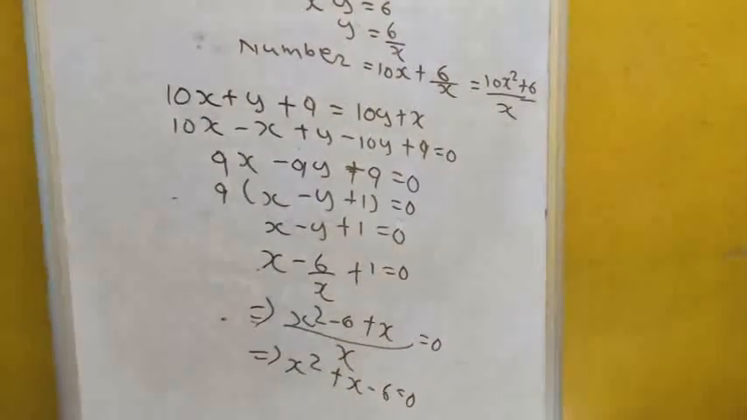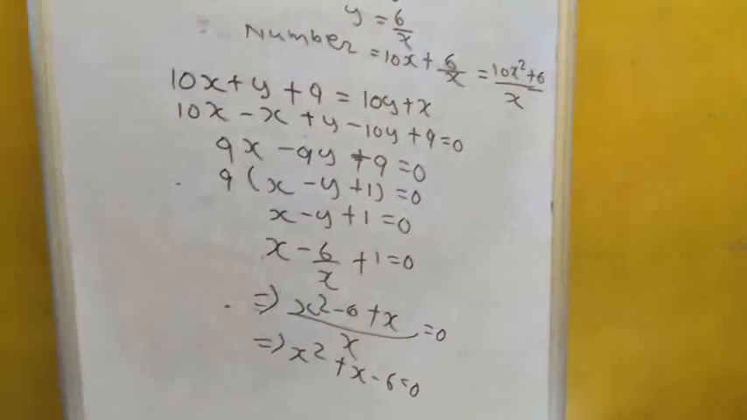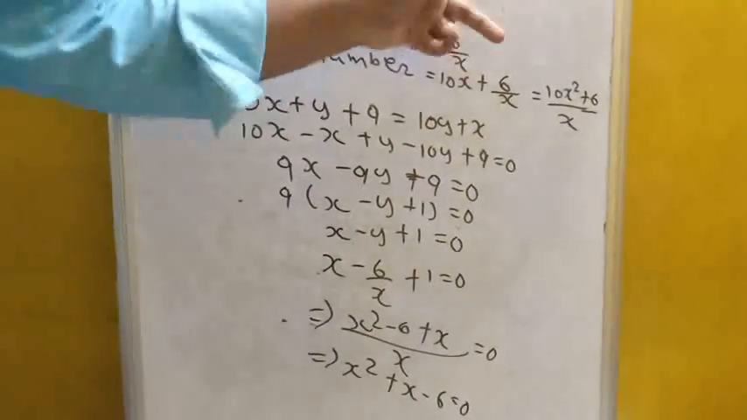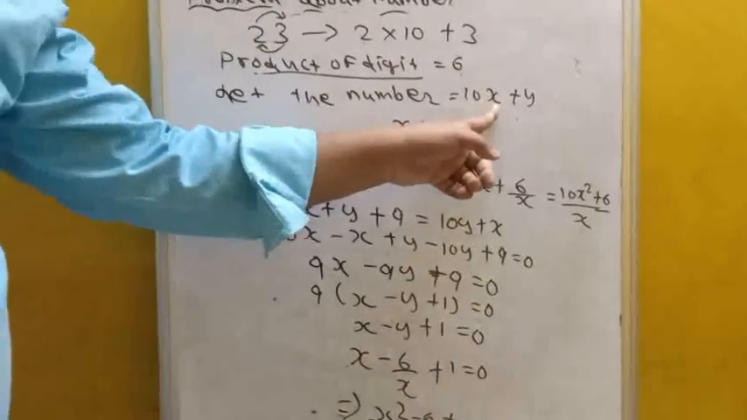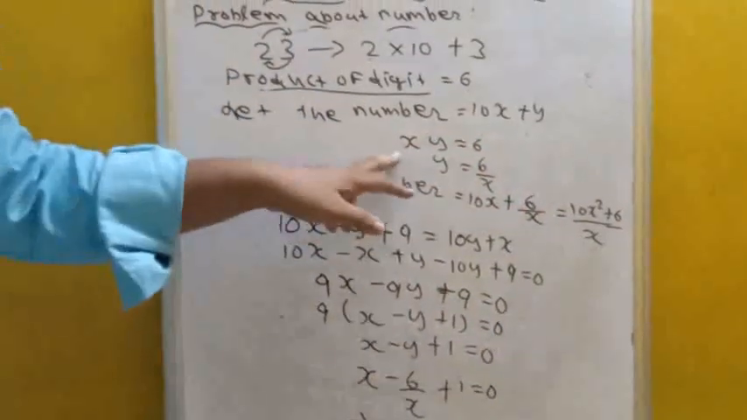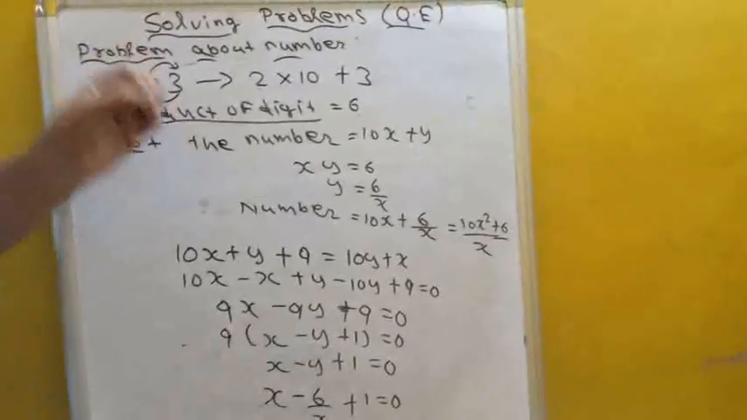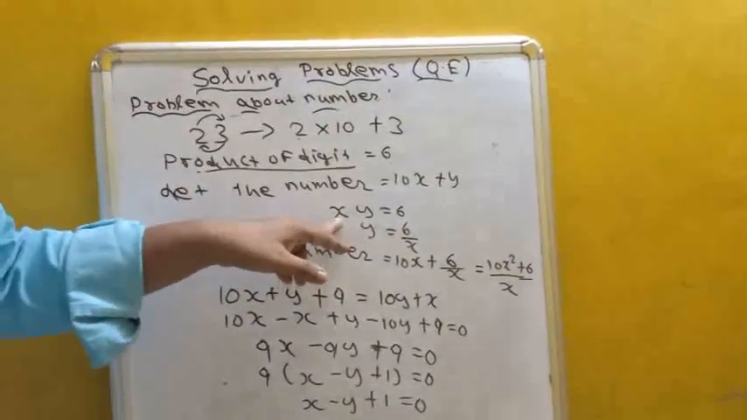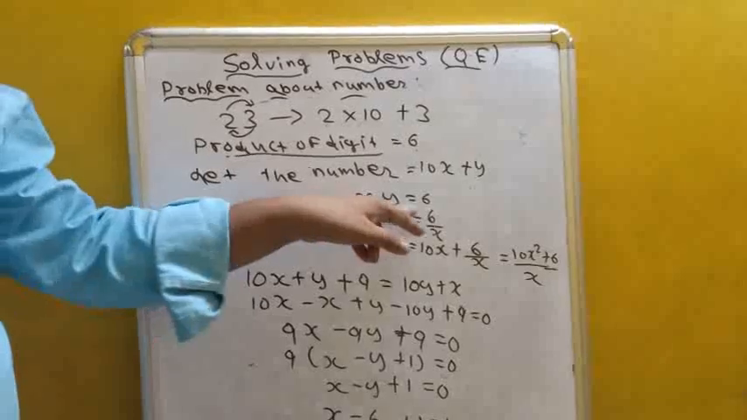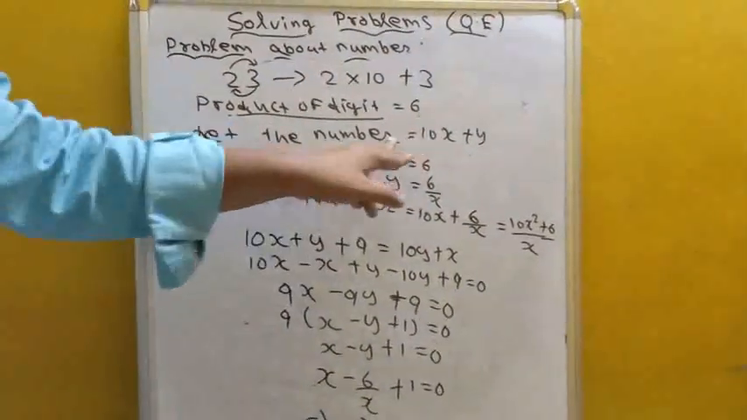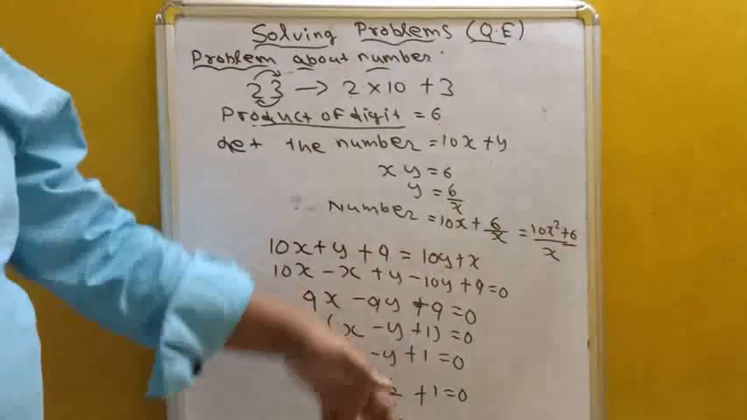So when you split the middle term, you will get the answer. Okay, so what you have to take? First let the number equal 10x plus y. 10's place is x, 1's place is y. But he told product of the digits. Remember, digits he told. Product of the two digit number digits. Digits means x and y. So x and y equals 6, therefore y equals 6 by x. So the original number you can write like this and like that also.